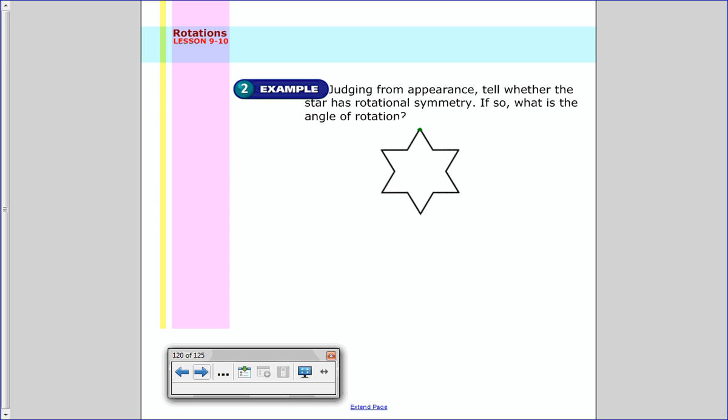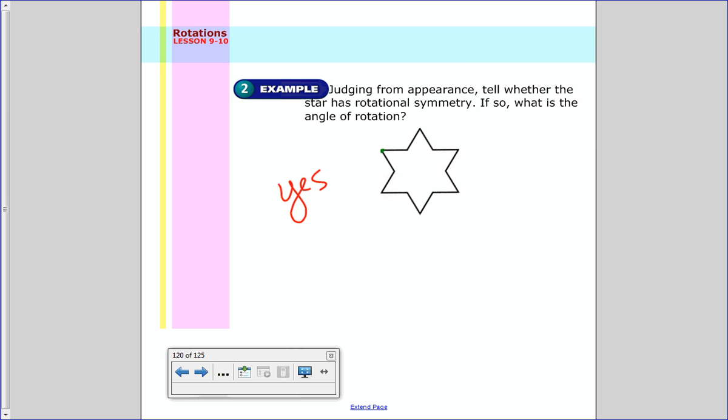So here we go. Judging from the appearance, tell whether the star has rotational symmetry, and if so, what is its angle of rotation? So what I did here was I put a green dot at the top of it. And now I can go ahead and check to see, if I rotated it, when will it look the same? Well, right away, would you look at that? It already looks the same. So I know it does have rotational symmetry.